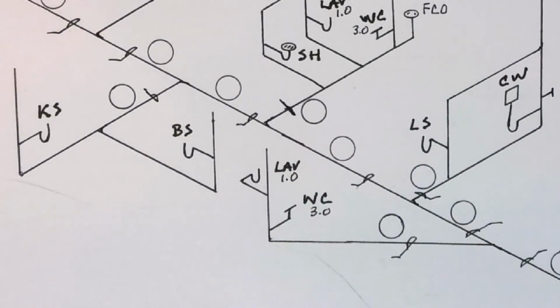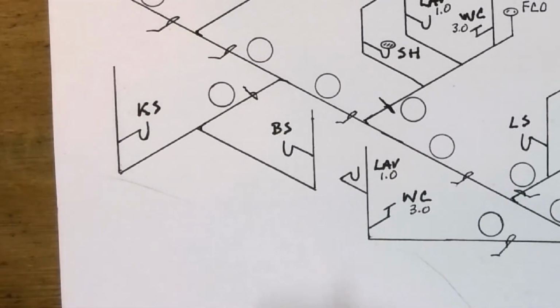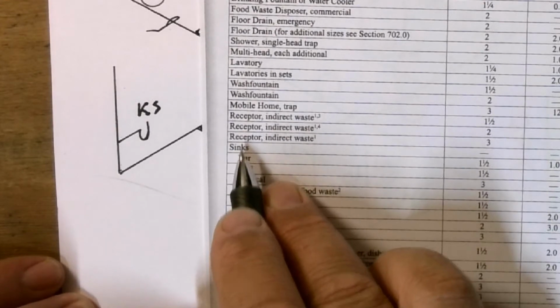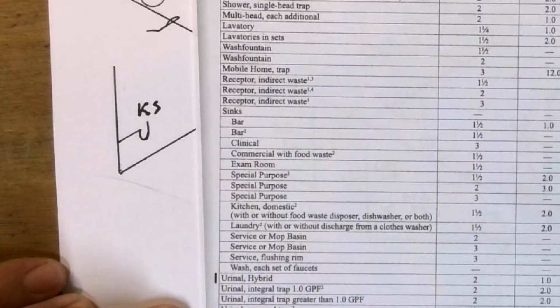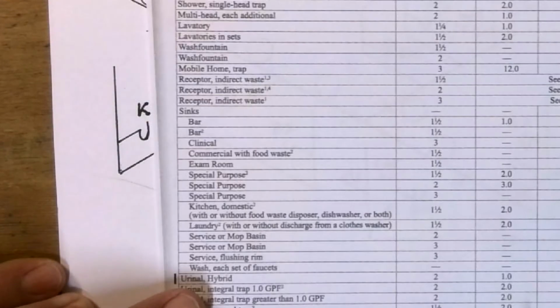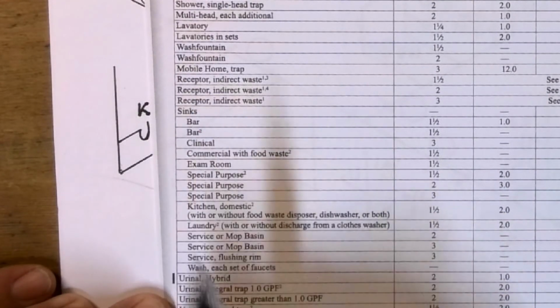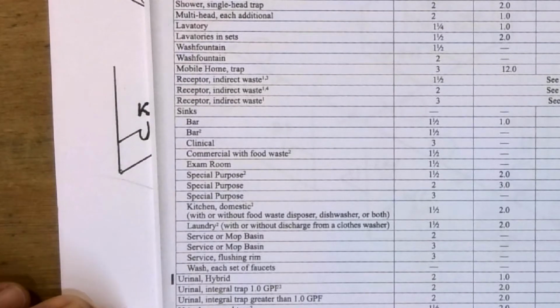Now let's take a look at the KS and the BS, the kitchen sink and the bar sink. Since they're both sinks, they're going to fall under this guideline over here where it says sinks. And we are going to use bar sinks. And we have notation 2. Well, what is notation 2? I don't know. Let's go find out.